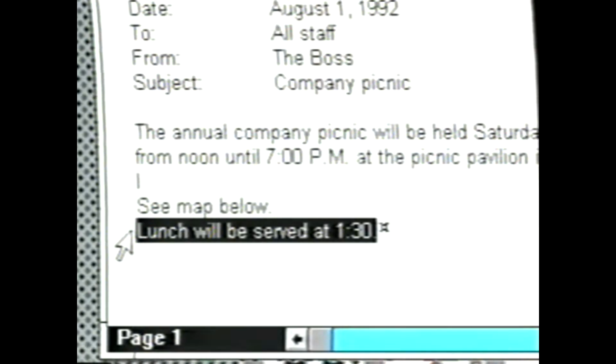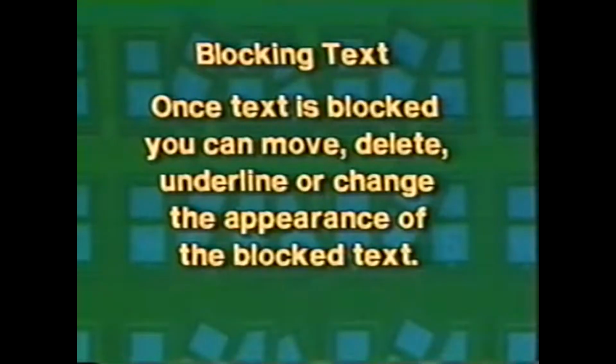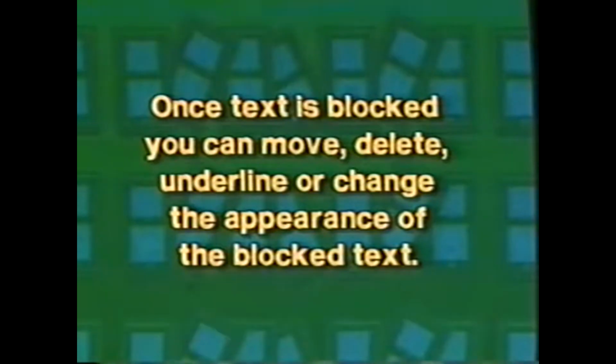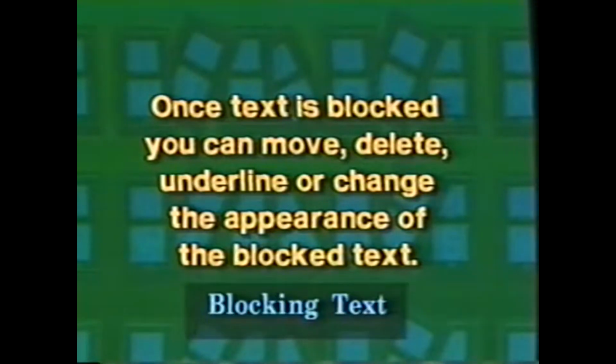Double-clicking will highlight the whole paragraph. Make the cursor an I-beam. Click and drag across the text and you can highlight it as much as you want. Highlight the whole line. This is called blocking text, and once text is blocked, you can do any number of editing functions like moving, deleting, underlining, and changing its appearance.